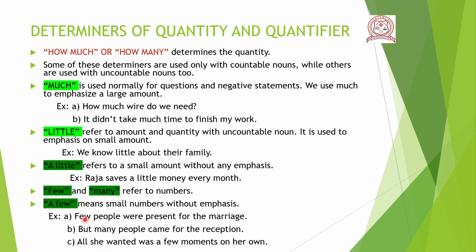Just see this example A and B. Few people, a handful of the number you can count, were present for the marriage, but many people came for the reception. The number was 600 or 700 people. So it refers to numbers. The third one: all she wanted was a few moments on her own. That is not giving emphasis on anything. She wanted to be alone by herself.